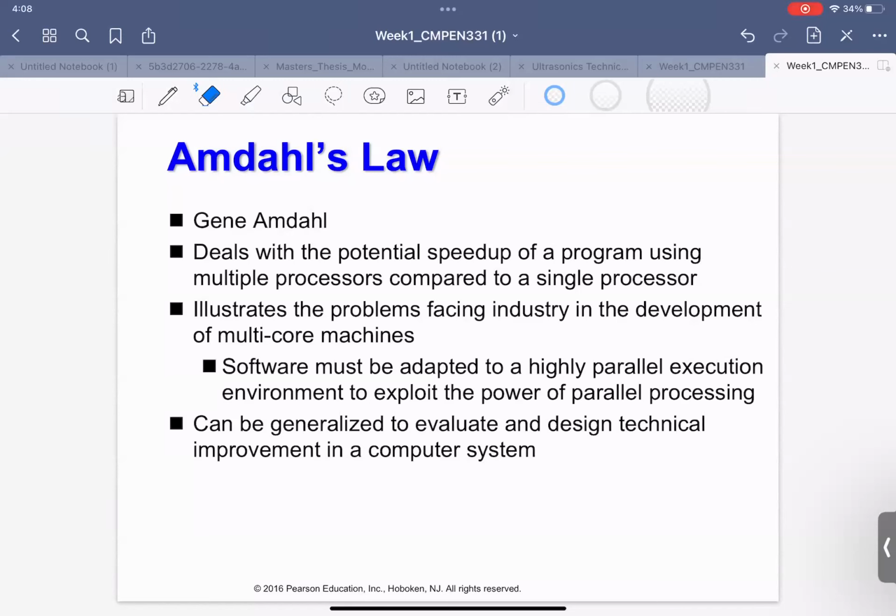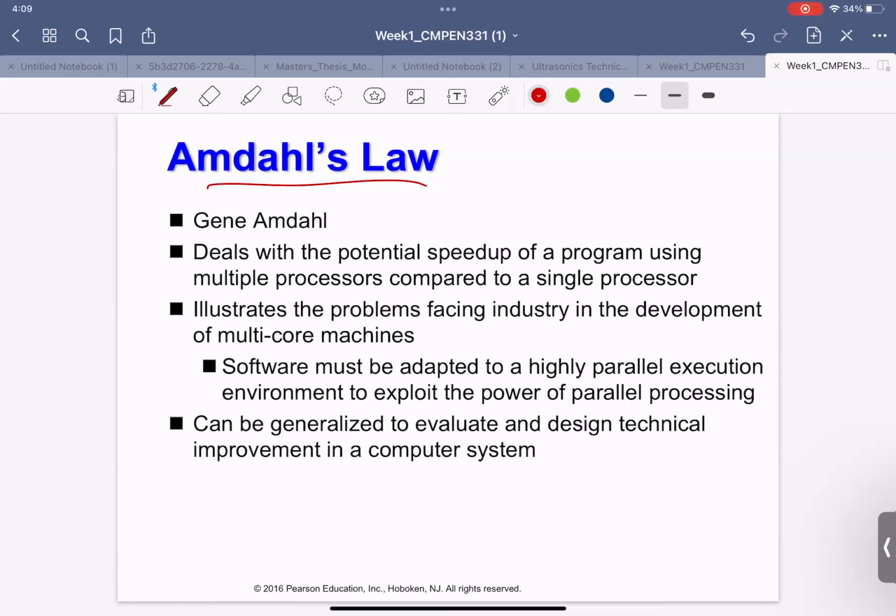So here is Amdahl's law. What does Amdahl's law basically say? The basic idea behind Amdahl's law is to see what would be the potential enhancements in my system if I would improve a certain particular task, or if I use, for instance, a multiprocessor or so. Will this be possible or not? We need to get a sense of that. So this can be generalized, of course, to evaluate and design technical improvements in computer systems.